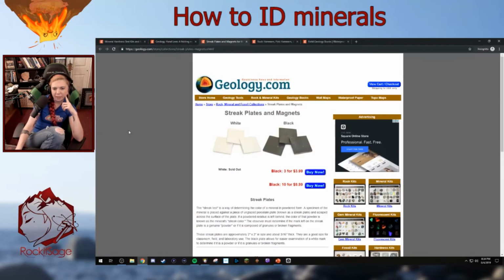Streak plates. You can get 3 for $3.99 or 10 for $9.99. The white are sold out. White are always the ones that people use the most. But black are nice because many minerals actually have a white streak, and well, you can't see it. So on a white streak plate, you either have to say streakless or white streak. So it's kind of annoying, and they don't ever offer these in the classroom, which I don't understand why.